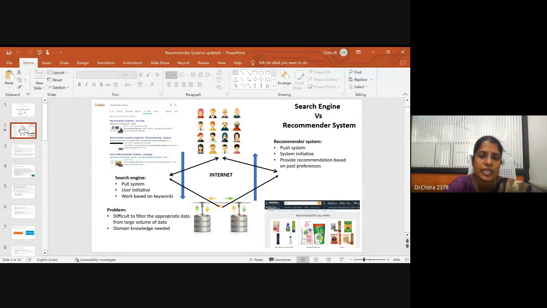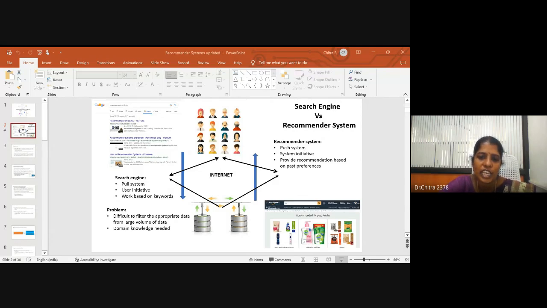The search engine is a pull system. By using some keywords, you are pulling the information. So the search engine is a type of pull system, whereas the recommender system is a type of push system. Push system means that without you asking anything, it pushes something to your view. And the search engine is user-initiated. The user initiates the operation, and that is called the search engine.